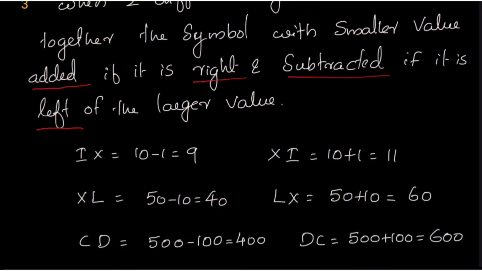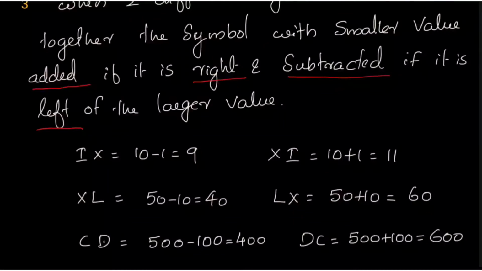Here also L is 50 and X is 10. The smaller number is just before the bigger letter, so it means 50 minus 10 equals 40. If the smaller number is written right of L, it is added. That is 50 plus 10 equals 60.